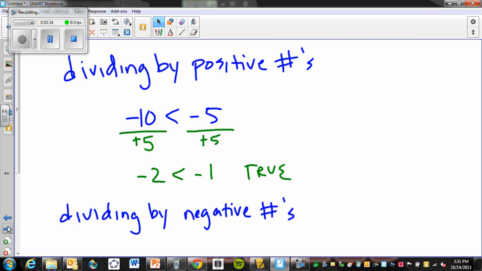Now we divide by positive numbers and negative numbers. So if we have a true statement, negative 10 is less than negative 5. When we divide by positive 5 on each side, we get negative 2 is less than negative 1. The sign doesn't change because that's a true statement.